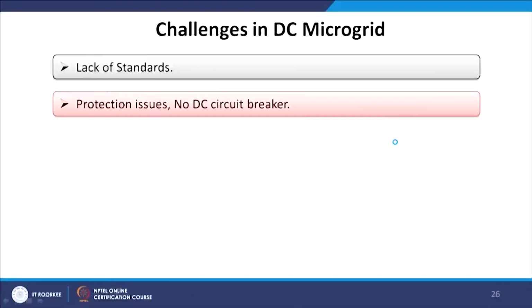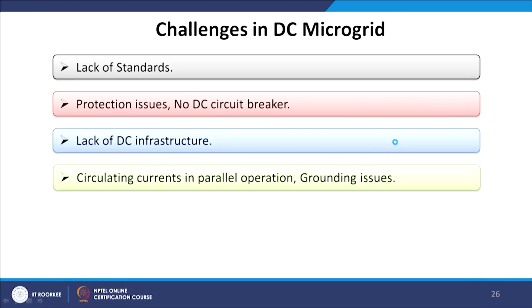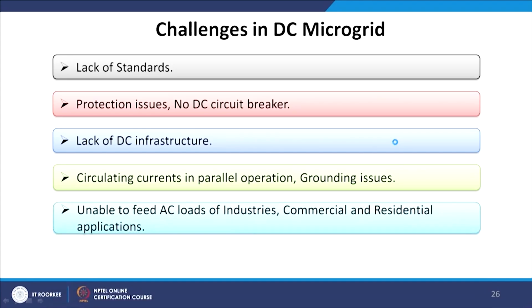But what are those challenges that one has to take care of before moving into DC microgrid modeling and implementation? It has a lack of standards. It has not been perfectly evolved over a period of time. It may take a couple of years from now. Protection issues, no DC circuit breakers available, lack of DC infrastructure, circulating current in parallel operation, grounding issues, unable to feed AC loads of industrial, commercial and residential applications, higher power loss in LV-DC distribution networks. These are the challenges that need to be addressed.